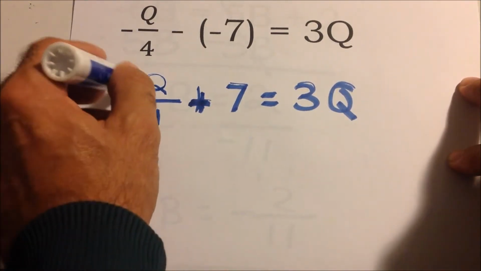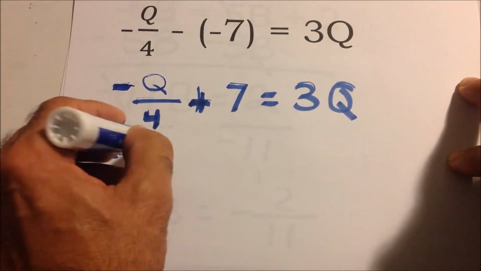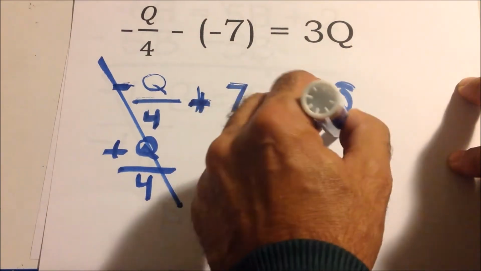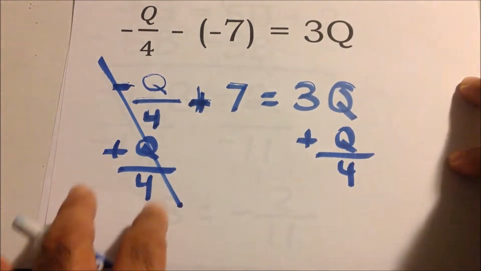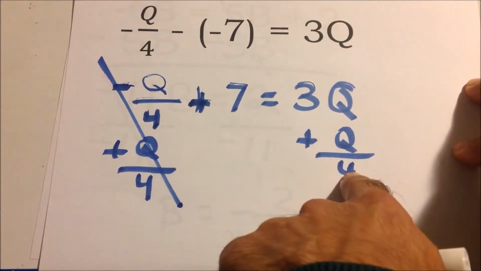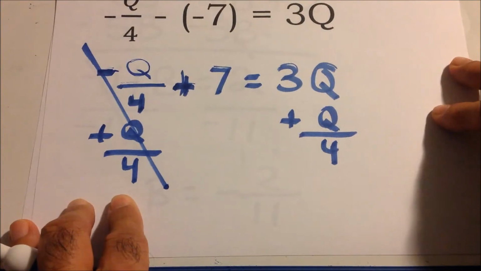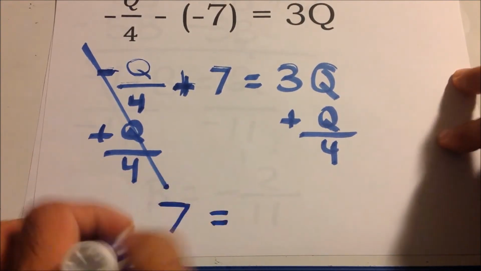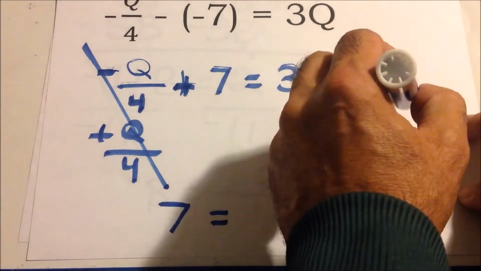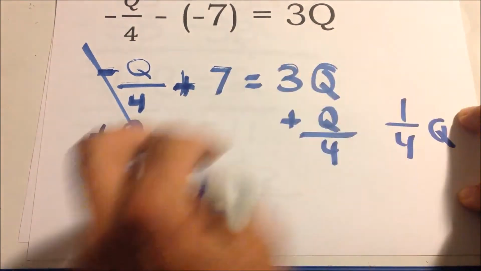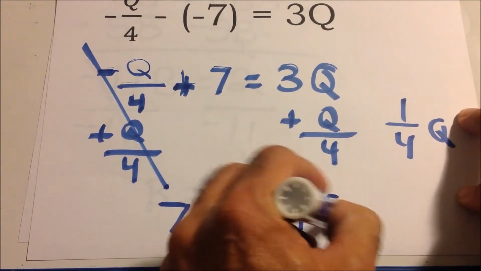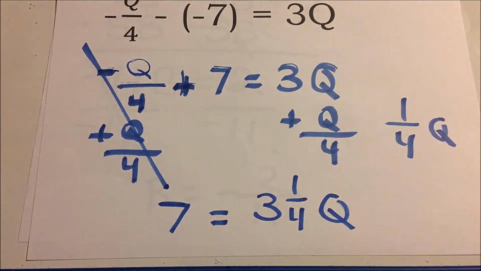So this is a negative q over 4, so we'll plus the q over 4. Cancels, and we're going to plus the q over 4 on this side. Right? So we have a negative q over 4, we plussed it, we brought it to this side. And now we have a 7, so we have 3q plus q over 4. Remember, q over 4 is just 1/4 q. So we have 3 and 1/4 q so far.